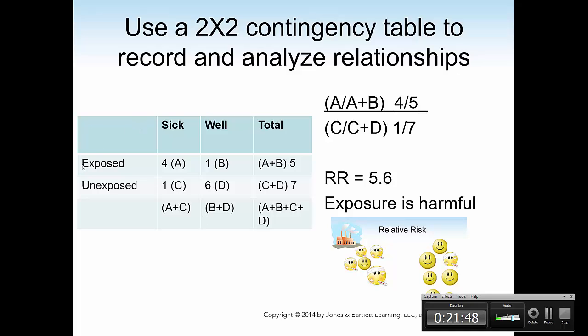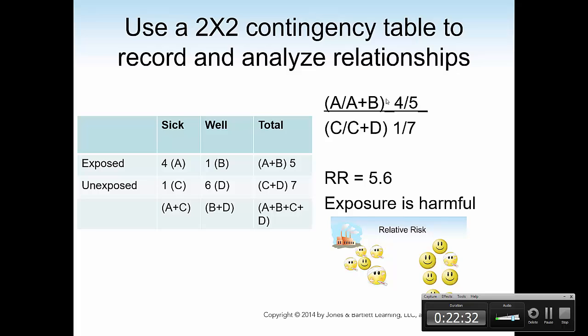So here we have 2 rows. We have a row of exposed and a row of unexposed, and then we have columns of sick people, columns of well people, and then we do some totals here. Now to calculate relative risk, this cell would always be A. Sick and exposed is A. Exposed and well is always B. Sick and unexposed is C, and well and unexposed is always D. So set it up like this. To calculate relative risk, it's always just A divided by A plus B, divided over C divided by C plus D.